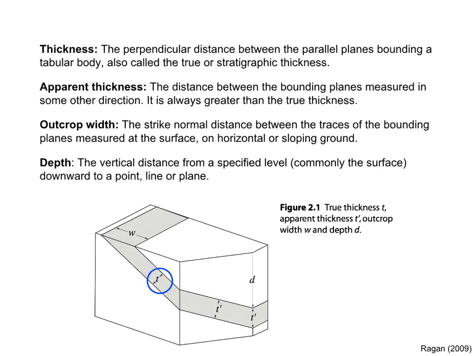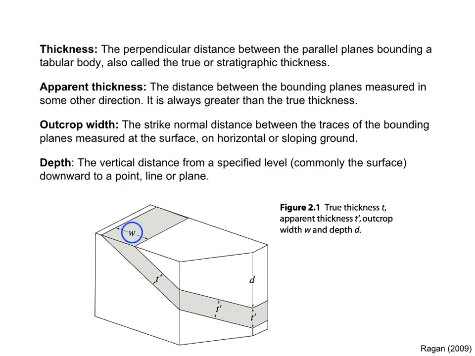Thickness, T, is the perpendicular distance between the parallel planes bounding a tabular body, for example a sedimentary layer. This is also called true or stratigraphic thickness. Apparent thickness, T', is the distance between the bounding planes measured in some other direction. This is always greater than the true thickness.